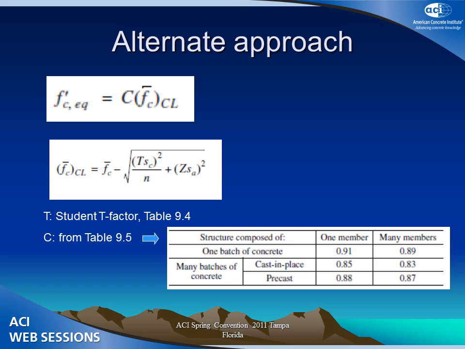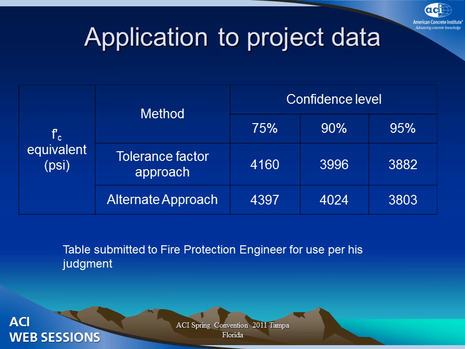And in the alternate approach, it's the same thing. There's some factors that go with it. The summary data from the coring has all been done and calculated, and then it's just a matter of plugging the data into these equations to arrive at an equivalent f'c. That's the summary of the data that we arrived at. And it's kind of surprising. There's very little difference in the 2 approaches.